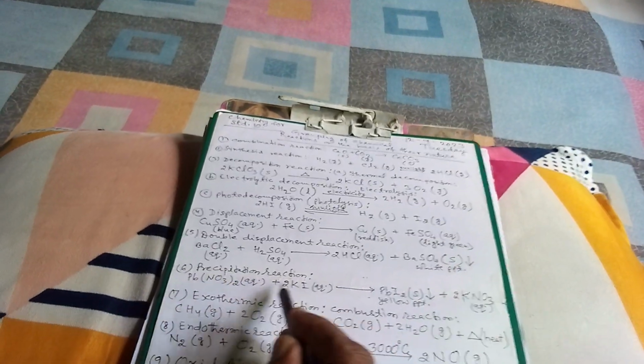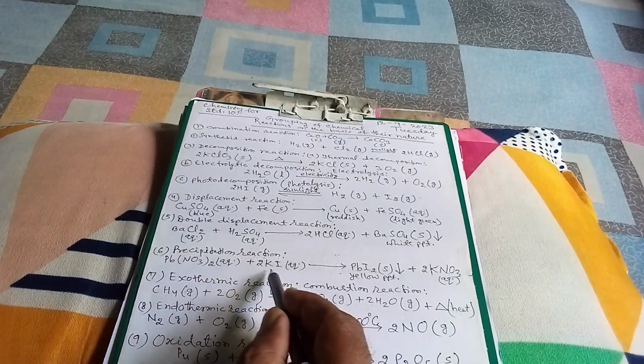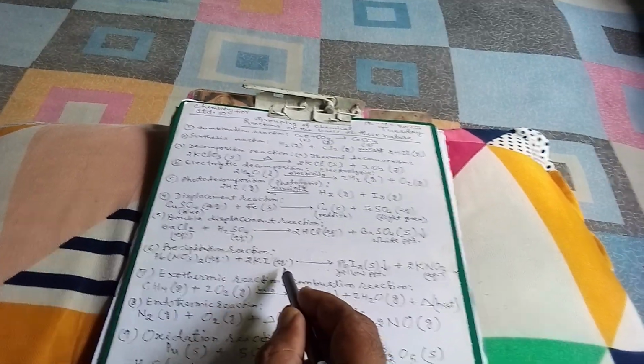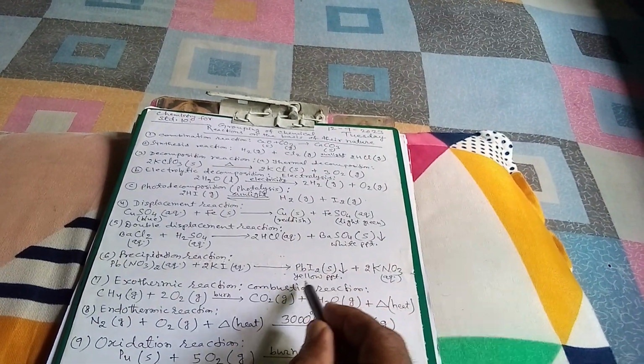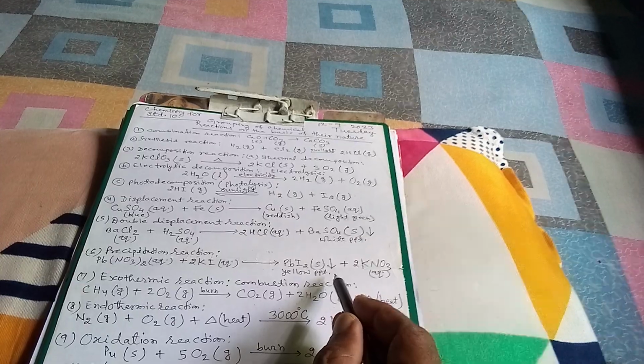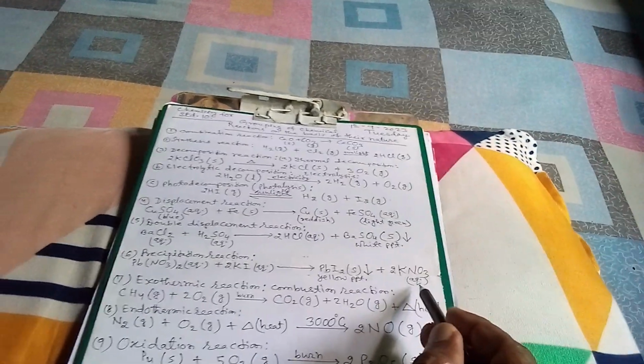Sixth is precipitation reaction. Lead nitrate, which is aqueous, reacts with potassium iodide, which is also aqueous, and gives us lead iodide, which is solid, a yellow precipitate here. And the second compound is potassium nitrate, which is aqueous.